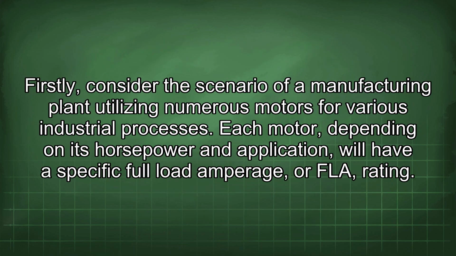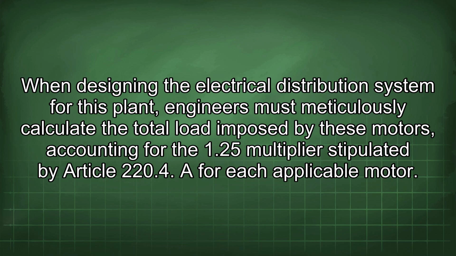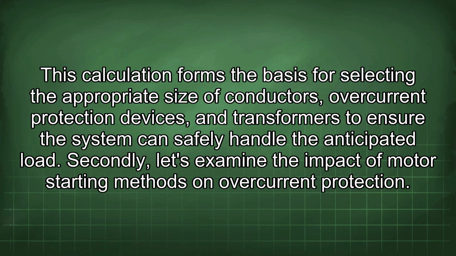Firstly, consider the scenario of a manufacturing plant utilizing numerous motors for various industrial processes. Each motor, depending on its horsepower and application, will have a specific full load amperage, or FLA, rating. When designing the electrical distribution system for this plant, engineers must meticulously calculate the total load imposed by these motors, accounting for the 1.25 multiplier stipulated by Article 220.4 for each applicable motor. This calculation forms the basis for selecting the appropriate size of conductors, overcurrent protection devices, and transformers to ensure the system can safely handle the anticipated load.